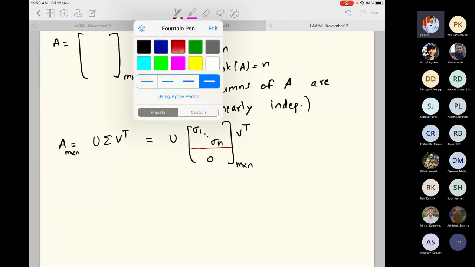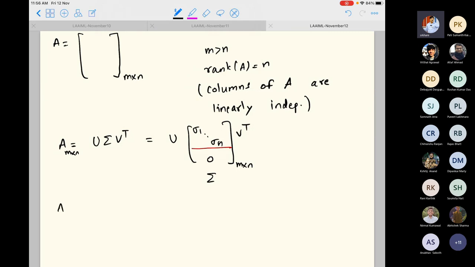So this is your sigma matrix. And now what is A transpose? A transpose is V sigma transpose U transpose. So you have V and sigma transpose. How does it look? It is an N cross M matrix with sigma 1, sigma 2 up to sigma n sitting here, and then the 0 will go here, and you will have a U here, right?